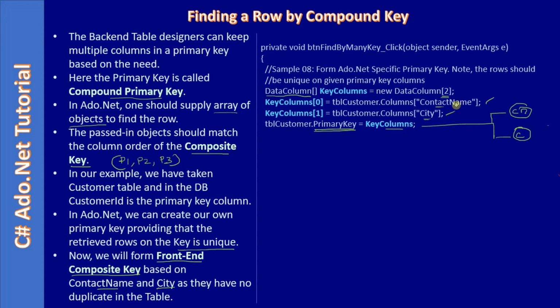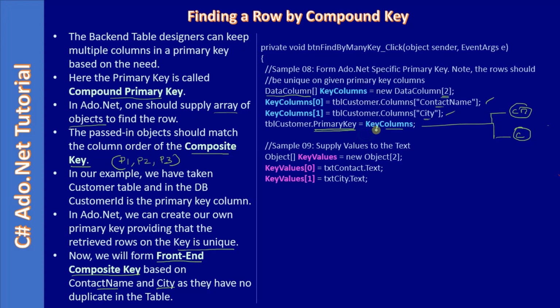We specify 2 key columns here. Alright, we defined the primary key at our table end. Now when we want to make use of this composite key, we need to create the object array. Here if you see object array key values, there are 2 slots here, and we supply value for these components. When we formed contact name first, city second, the same way here we are using the contact name then city. So we are not changing the order, we are using the same order.